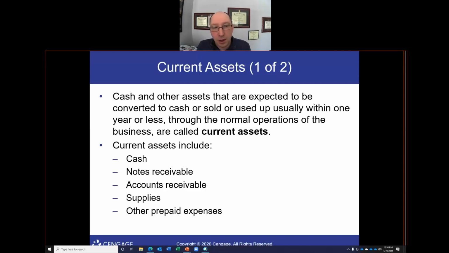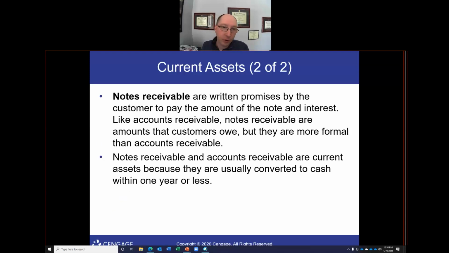Current assets, those are assets that you expect to use or utilize within 12 months or less. Remember, when you hear the word current, it means 12 months or less. Current assets, we have cash, notes receivable, accounts receivable, supplies, which is also known as inventory, and other prepaid expenses. We expect to utilize these within 12 months or less. That's what makes it a current asset.